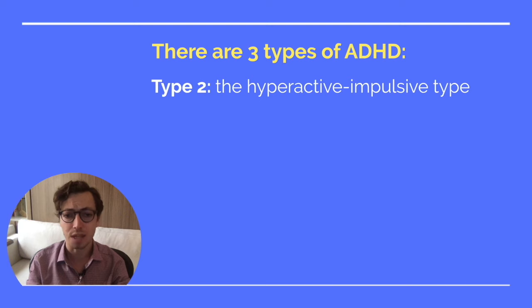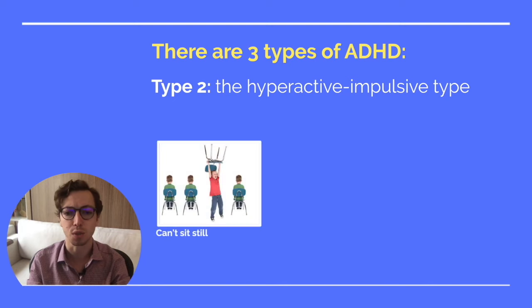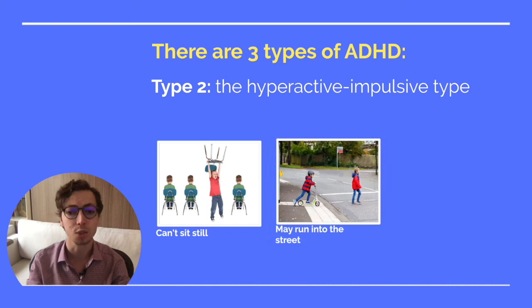Type 2, the hyperactive impulsive type, are children who show both hyperactive and impulsive behaviors. Hyperactive behaviors can be children who always seem to be in motion, can't sit still, and may dash around or talk incessantly. Impulsive behaviors can be children who seem unable to think before they act, blurt out answers to questions or inappropriate comments, or run into the street without looking.